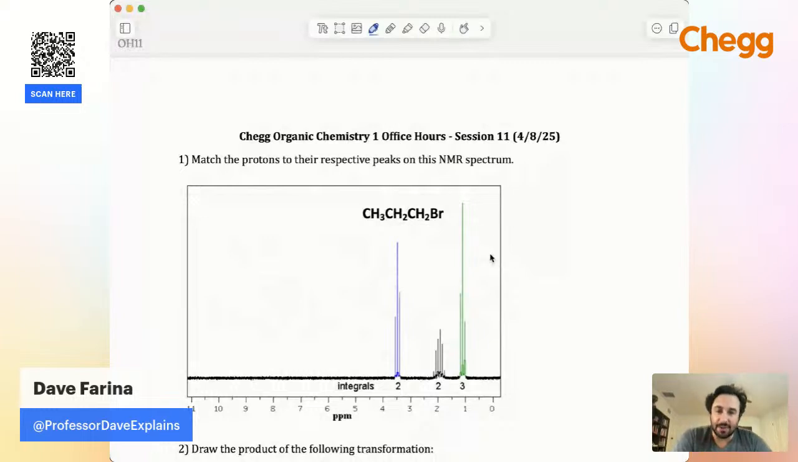The second bit of information is the integration. That's how tall the peak is. More literally, it's the area under the peak, just like integration in calculus. But we can also just think of it as how big the peak is, how tall it is.